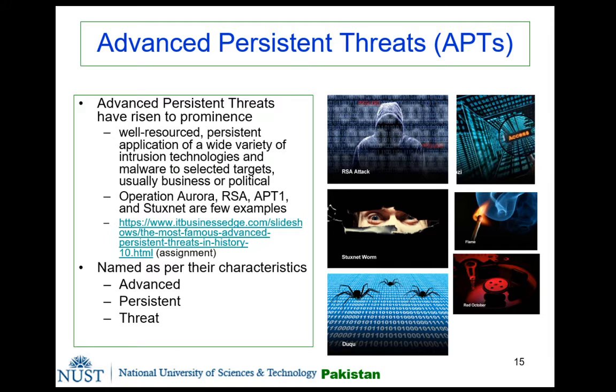Advanced persistent threats differ from other types of attack by their careful target selection and persistent, often stealthy intrusion efforts over extended periods. A number of high-profile attacks, including Aurora, RSA, APT1, and Stuxnet, are often cited as the examples. You can also go through the most famous APTs in history on the link provided on this slide.